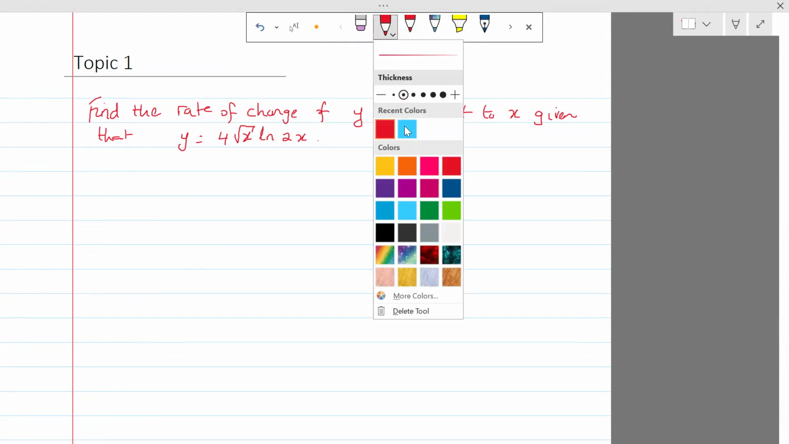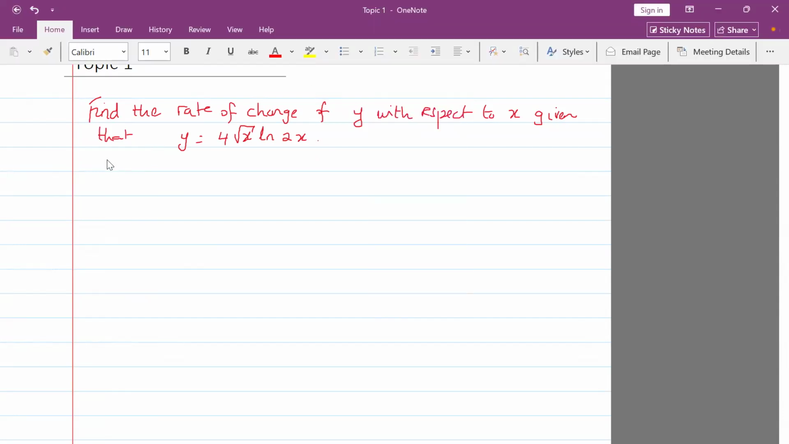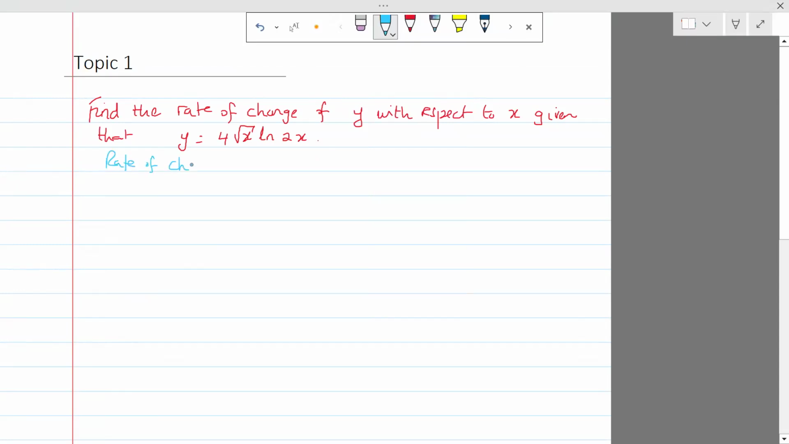So in this question, what you are required to do is to find dy by dx. The rate of change of y with respect to x is dy by dx. So we are going to use the product rule. Let u equal 4x power half. This is the u, and then v will be equal to ln 2x. Now, according to the product rule, I know that dy by dx equals u dv by dx plus v du by dx.